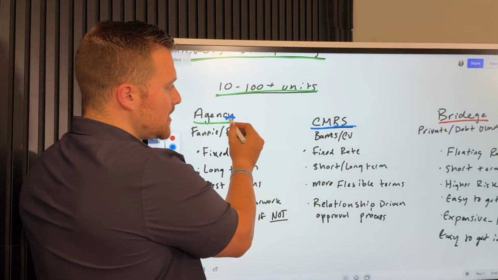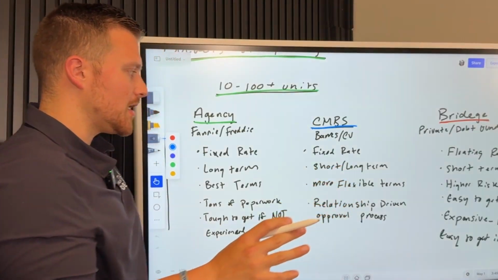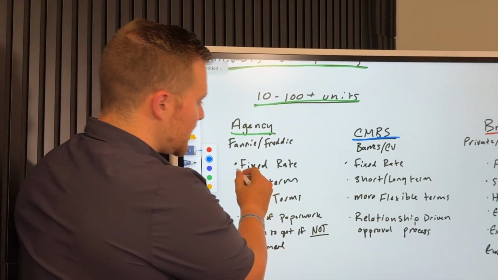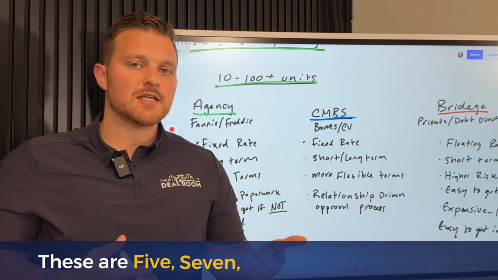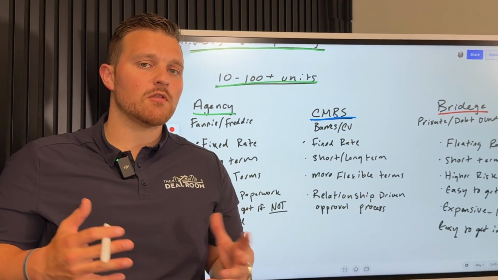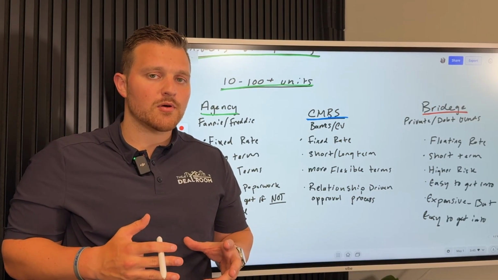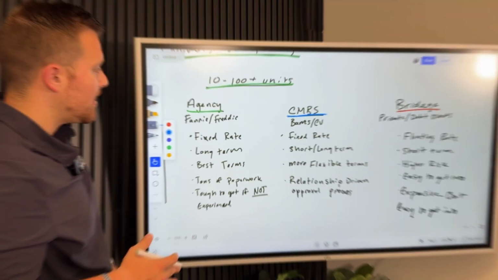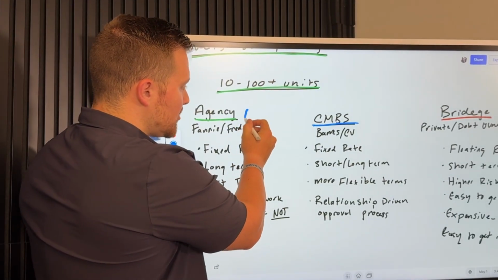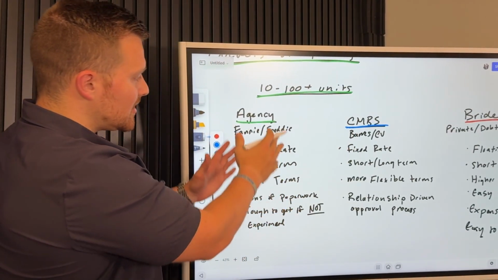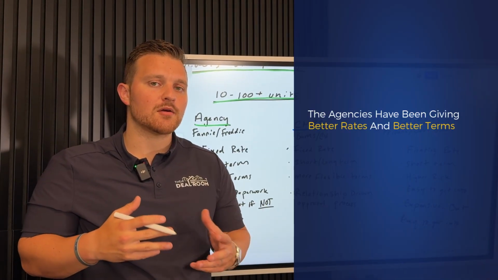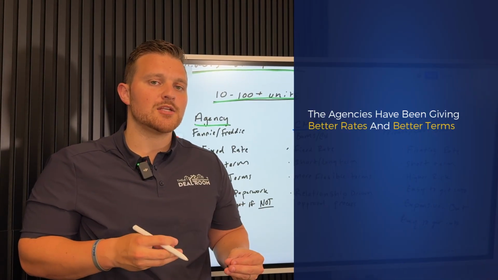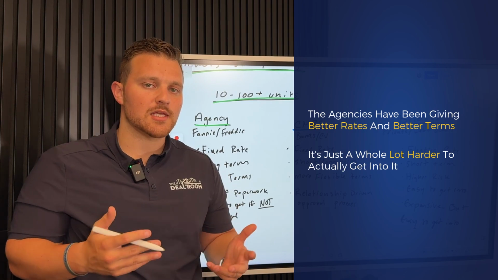So for agency and CMBS, the bank debt, you're most likely going to be getting a fixed rate loan with short to long-term terms. These are 5, 7, and 10-year balloons, so you have a long enough period and you don't have a gun put up next to your head the entire time. Now, the biggest difference between the agency and the CMBS is that sometimes, like in today's environment, the agencies have been giving better rates and better terms. It's just a whole lot harder to actually get into it.